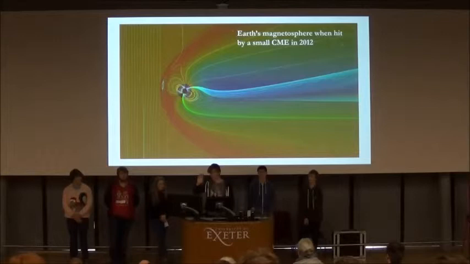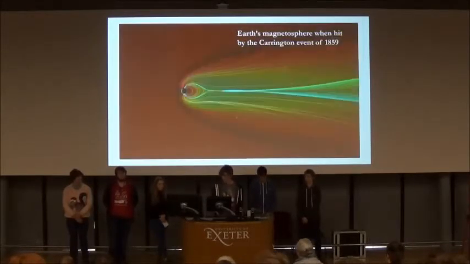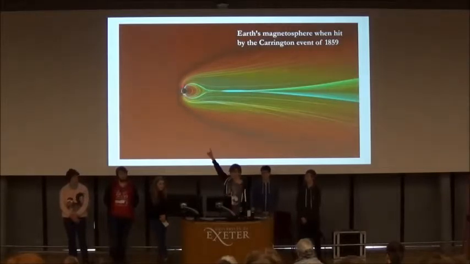Now, there was a CME in 1859 called the Carrington Event. This was the largest CME ever recorded. It was twice the size of any other recorded CME. And if it happened today, basically everything that was on mains power would kind of run out of battery or just stop working. That's what it did to the Earth's magnetosphere.